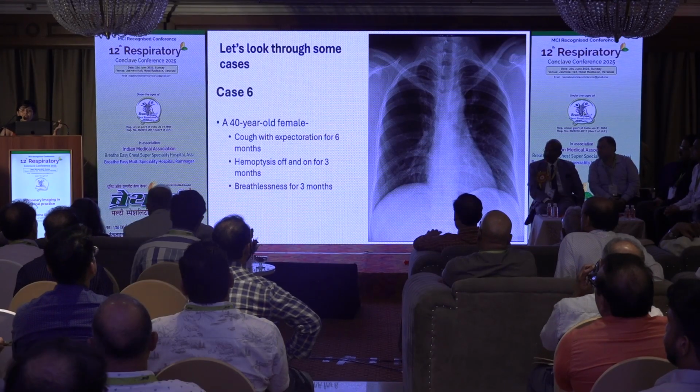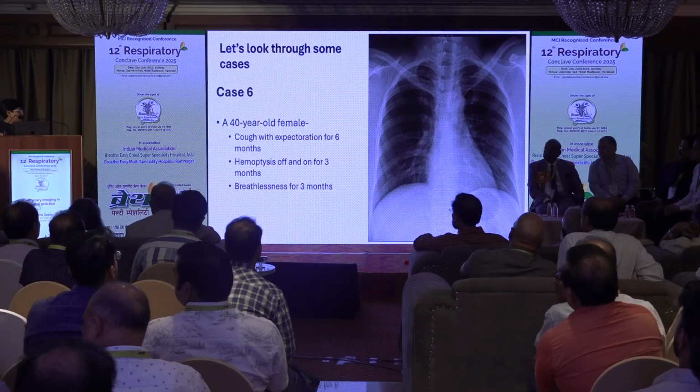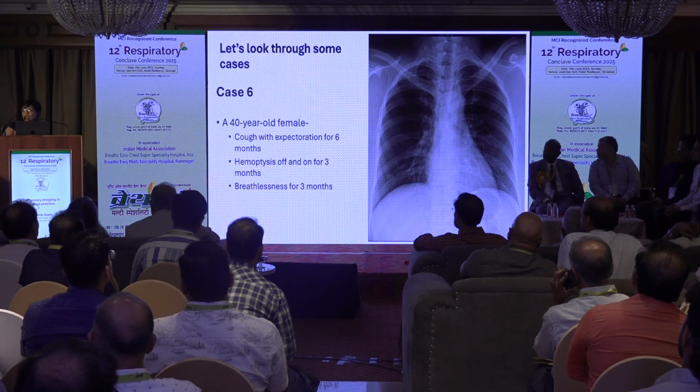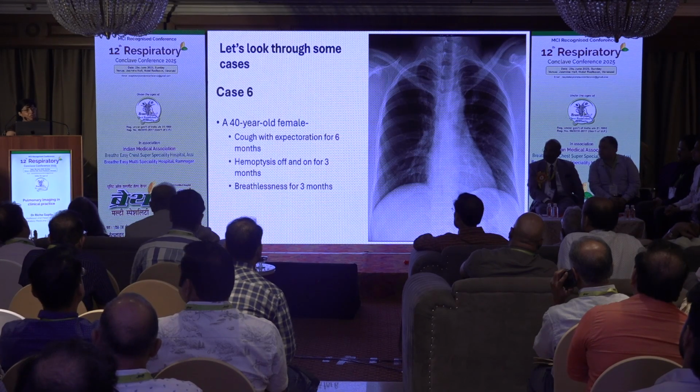Let's come back again to another case. A 40-year-old female, we will ask you what CT you would ask in these patients. A 40-year-old female, cough with expectoration for 6 months, hemoptysis on and off for 3 months, and breathlessness for 3 months. So that is the history. X-ray looks kind of normal to me. Anybody wants to say what kind of a CT you would like to do in this patient?